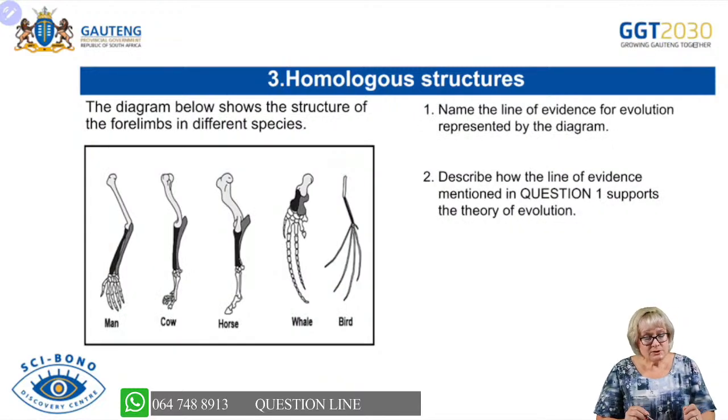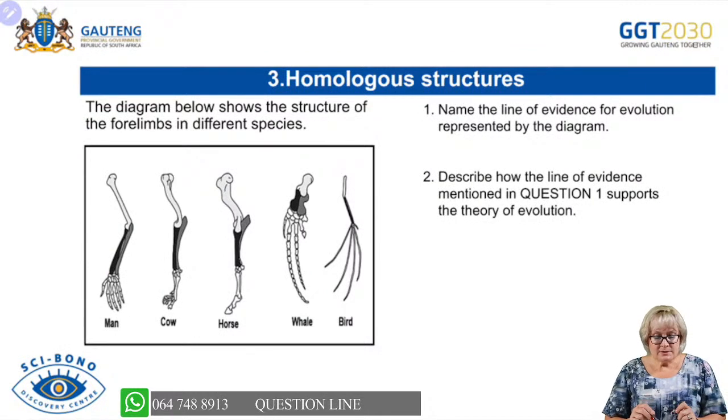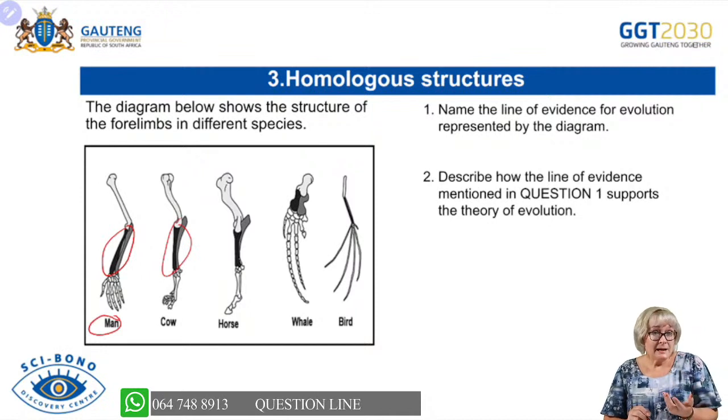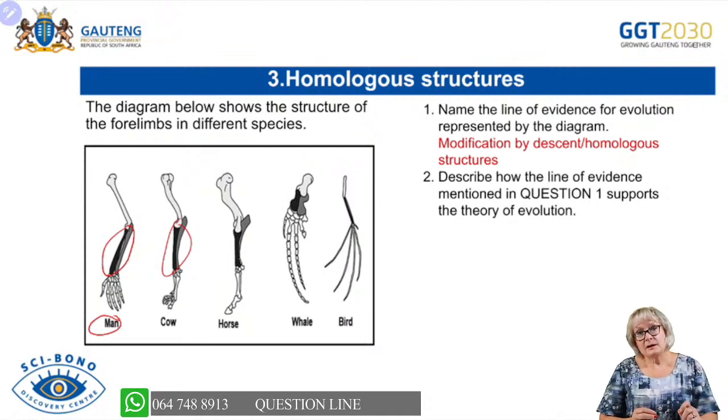If we look at this question, all right, the diagram below shows the structure of the forelimbs in different species. Now we have man, so that's human. There's a cow, a horse, a whale, and a bird. All right, can you see all of them have actually 5 structures or 5 pieces that look the same? Now they're asking us in the question, name the line of evidence for evolution represented by the diagram. All right, because they show you that there are, and they've actually highlighted some of it. It means that you must immediately know it's the same, so it's homologous structures. All right, you can also call that modification by descent.